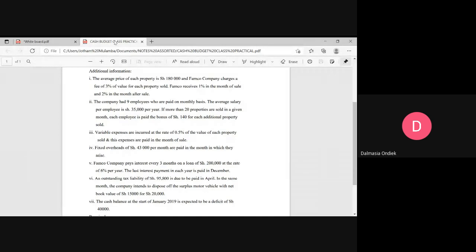Number 5, Farmco company pays interest every 3 months on a loan of 200,000 at the rate of 6% per year. The last interest payment in each year is paid in December. So if we paid last interest in December, when do we expect to make the next payment?